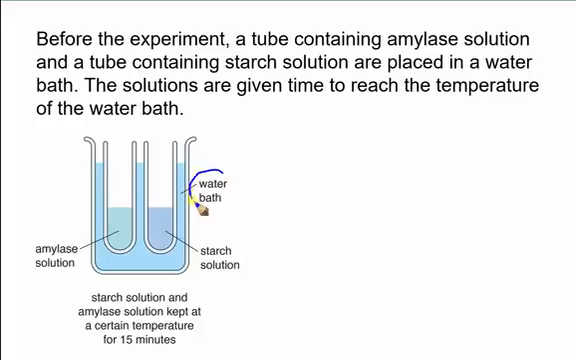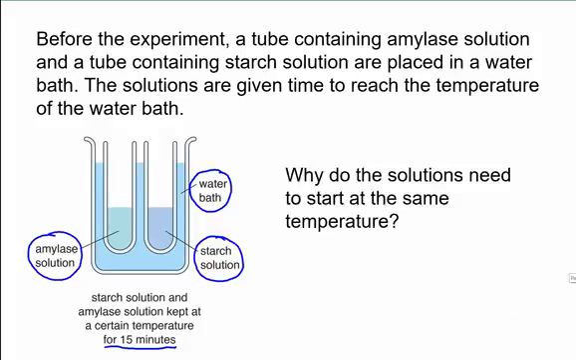So let's get over this idea of a water bath. Simply what we've got here is a beaker containing water, and we're going to keep this water at a particular temperature. So we'd use a thermometer just to gauge that temperature. Inside the water bath we've got a couple of test tubes or boiling tubes. One of these boiling tubes contains the enzyme amylase, our spit, and the other contains the starch solution, and we're going to keep them in this water bath for 15 minutes.